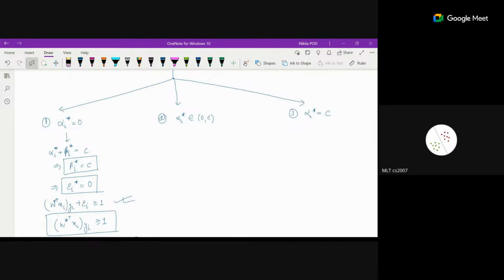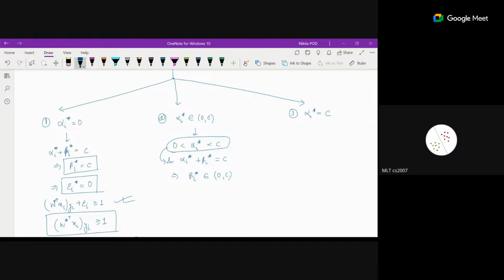Now we will move forward to our second case, where my alpha I star belongs to (0, C). This means that my alpha I star strictly lies between 0 and C. And we know that my alpha I star plus beta I star is equal to C. From this condition, we cannot say exactly what my alpha I star is, but it should strictly lie between 0 and C. So from these two conditions, we can say that my beta I star should also lie strictly between 0 and C.